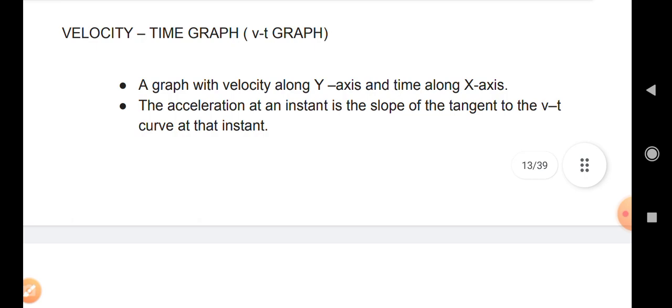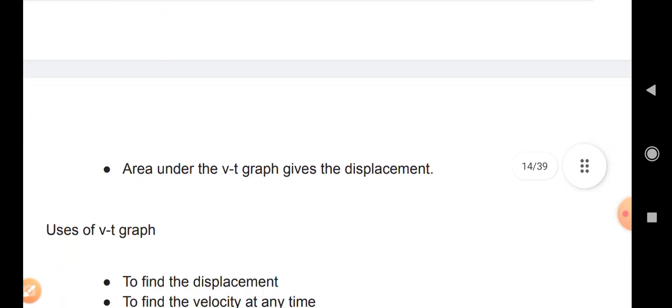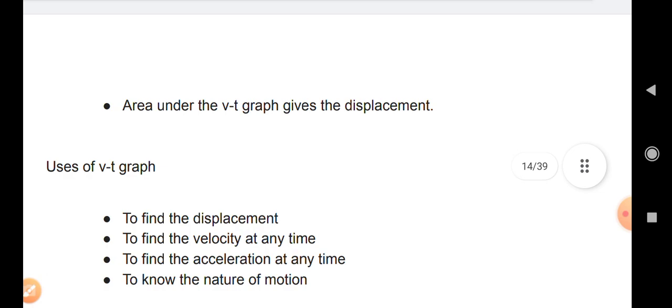Velocity-time graph. Acceleration at an instant is the slope of the tangent to the v-t curve at that instant. The area under the v-t graph gives the displacement.